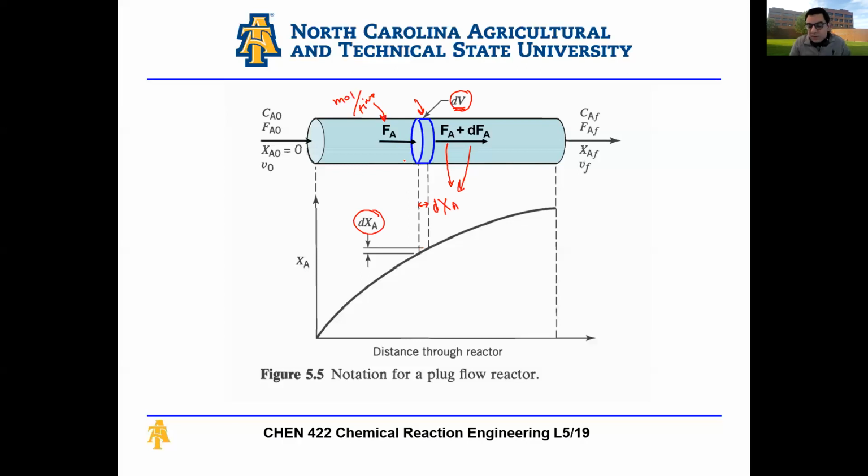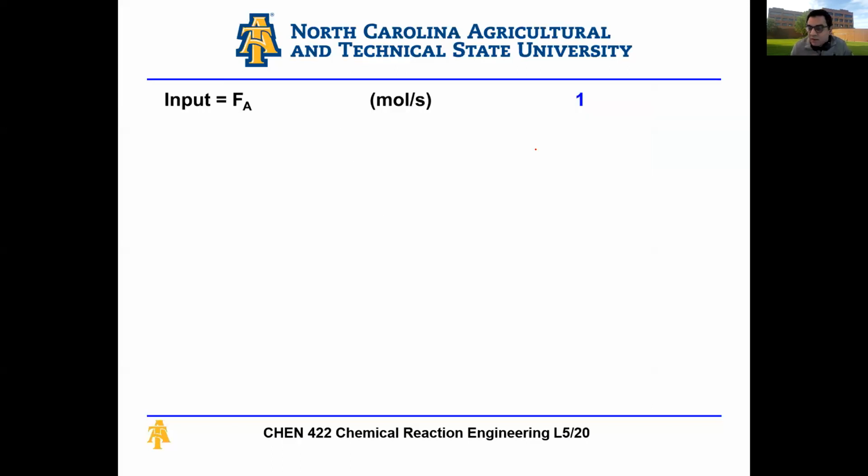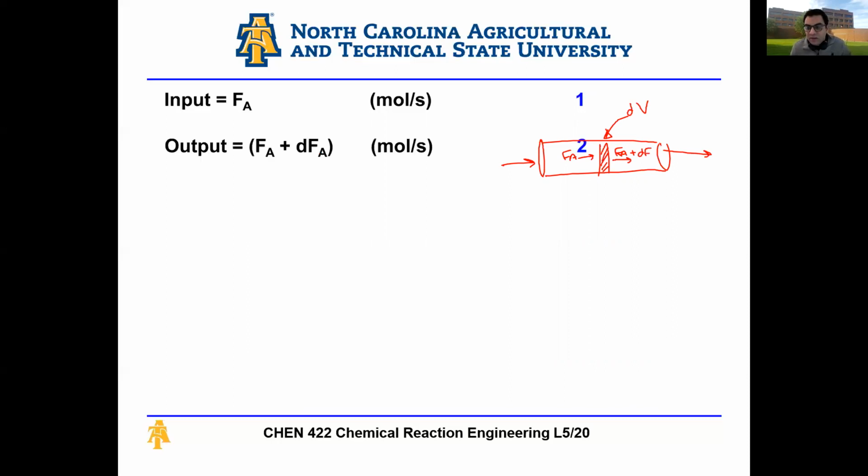Okay, so let's write our mass balance as is. We know our in, we know our out. It's a good starting point. So our input into the small element, and again, I'm only looking at this small element of the PFR right here, and this has a volume of dV. From your previous slide, I have FA coming in, and whatever is leaving is FA plus dFA. So the input is FA, the output is FA plus dFA.